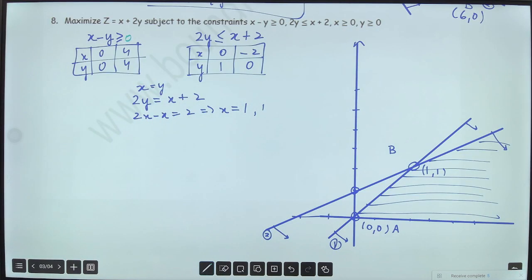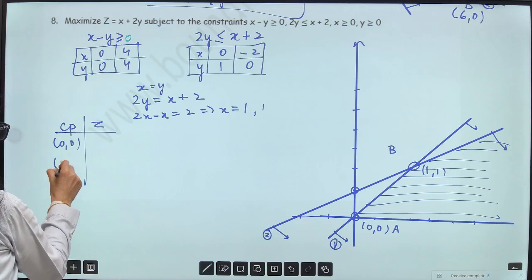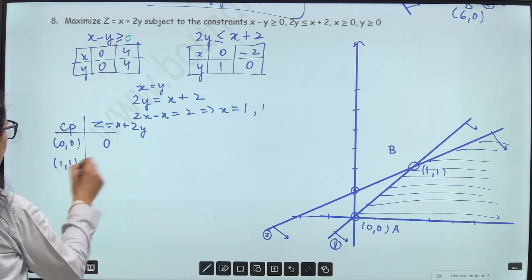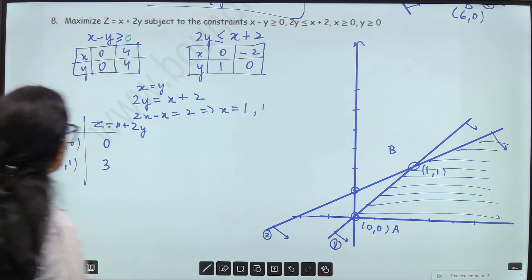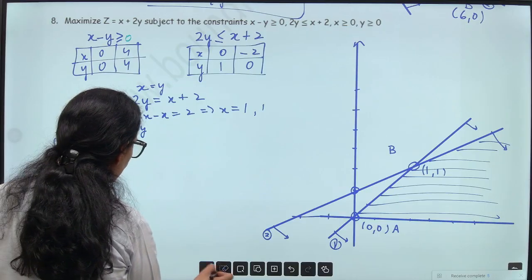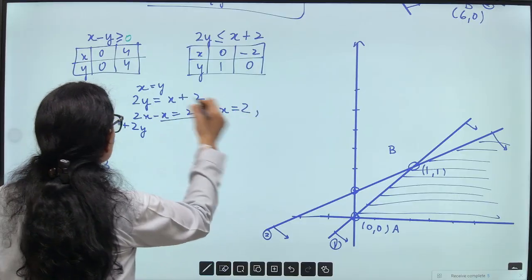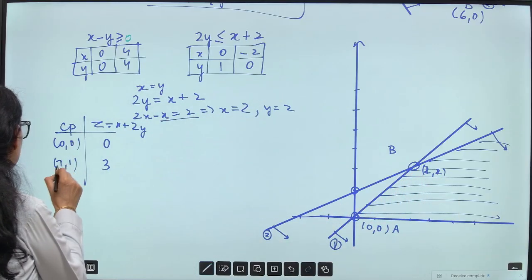Now let's look at the corner points and the value of the objective function at all these corner points. So we have two corner points here, 0 and 0 and 1 and 1. The objective function is x plus 2y, so it is 0 here and it is going to be 1 plus 2, 3. Okay, there is a mistake here. The value of x and y is going to be 2. X is equal to 2 and then if x is 2, y is also 2. So that means this intersecting point is 2, 2, not 1, 1. So this corner point, I'll change it here.